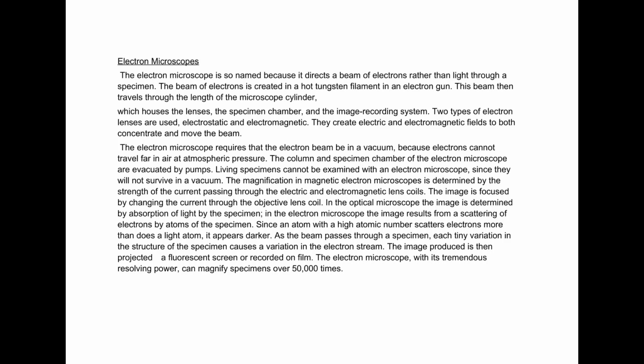As the beam passes through a specimen, each tiny variation in the structure of the specimen causes a variation in the electron stream. The image produced is then projected onto a fluorescent screen or recorded on film. The electron microscope, with its tremendous resolving power, can magnify specimens over 50,000 times.